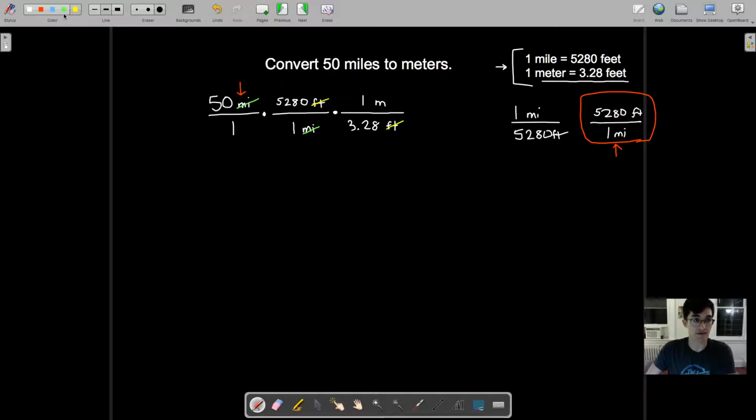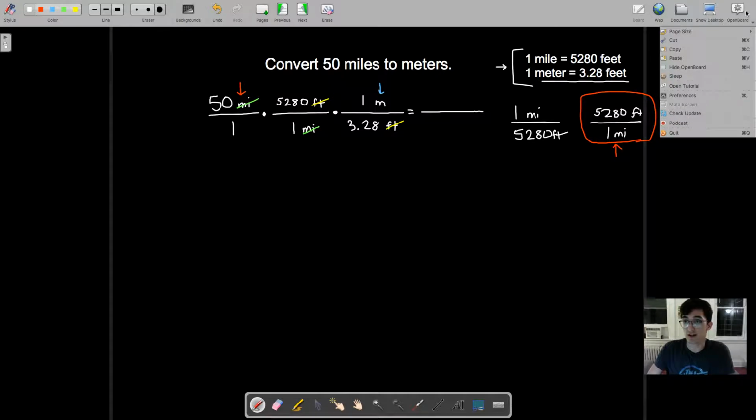So feet cancels. And lo and behold, the only unit that is left is our meter. We're looking like we're in good shape. So now I'm going to go along to the next step, and I'm going to do a little bit of multiplication here. I'm going to multiply all of the numerators of my fractions, and I'm going to multiply all the denominators of my fractions. So first, let's do the numerator.